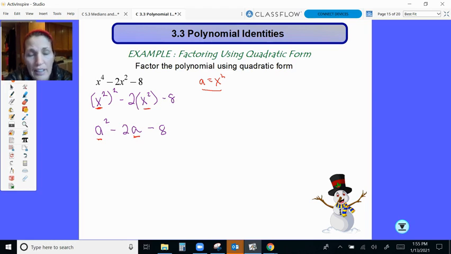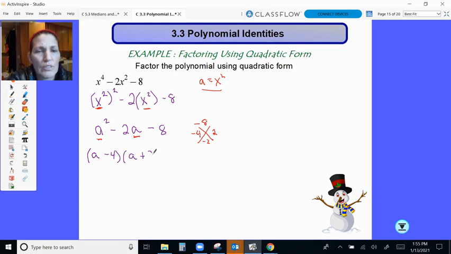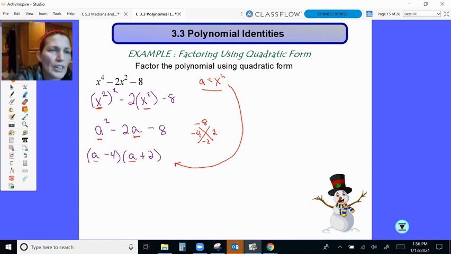And now this looks exactly like a quadratic equation, right? I can factor this by asking what factors of negative 8 add up to negative 2. Well, that's going to be negative 4 and 2. So I can factor this into a minus 4 times a plus 2, right? And I'm all factored. Well, except that we substituted a in for x squared. So now I'm going to bring these back down and substitute x squared back in for a. So I can rewrite this as x squared minus 4 times x squared plus 2.